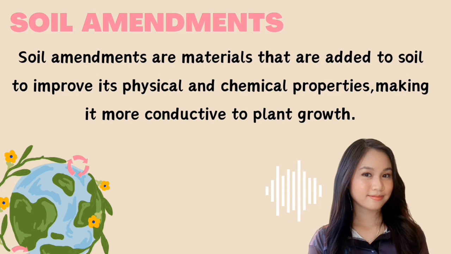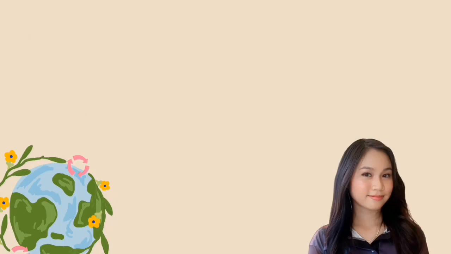Today I will discuss soil amendments and precision agricultural technology. So what are soil amendments? Soil amendments are materials that are added to soil to improve its physical and chemical properties, making it more conducive to plant growth. They can be organic or inorganic and can include a variety of materials such as compost, manure, lime, gypsum, and vermiculite, among others.